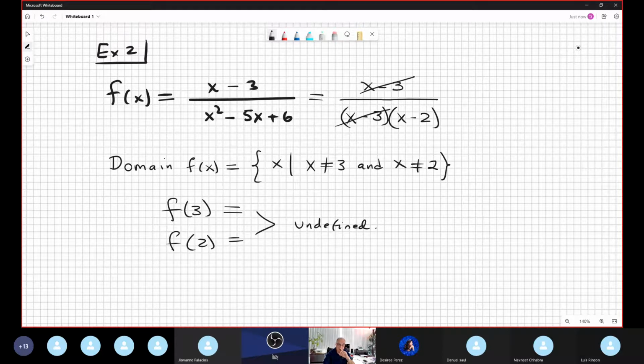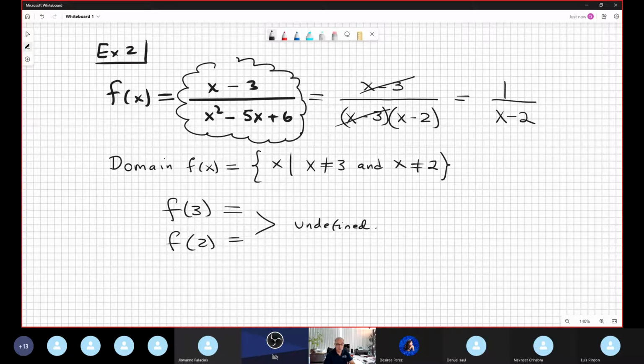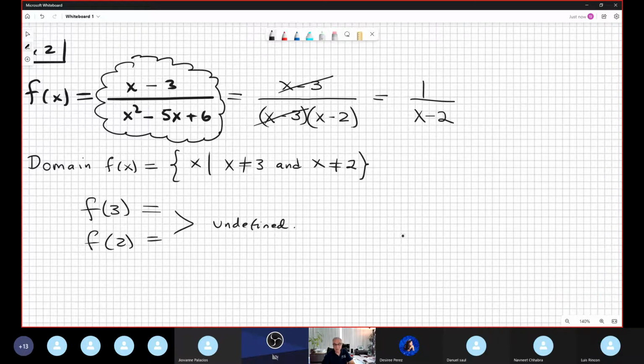Entonces when this 3 is cancelled, the new expression is 1 over x minus 2. And the original expression is equivalent, not 100%, to this. So it's equivalent except at 3, because I eliminated 3 and x is not 3. But the important thing is that this is easier. You can manipulate with this. But I detect that at x equal 3, we have a hole.